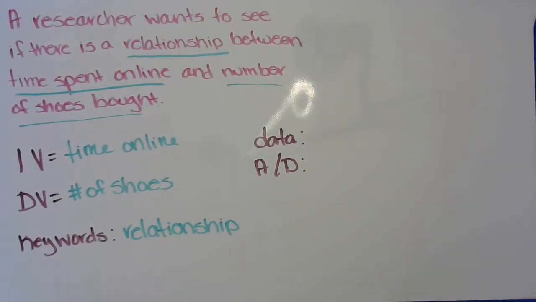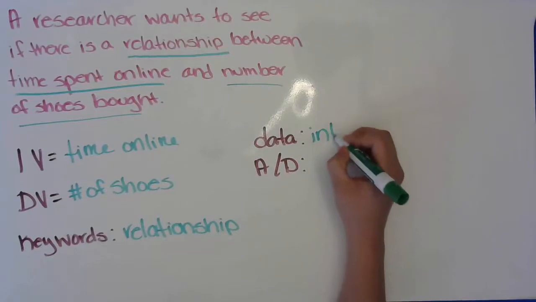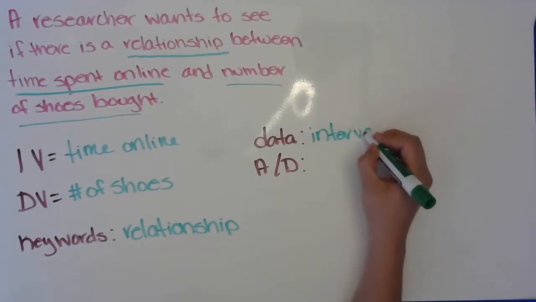Okay, now that we have all of that together, what kind of data are we dealing with? Are we dealing with nominal? Are we dealing with ordinal or interval? Now, since we have our dependent variable of number of shoes, that means that our data is in the form of numbers. So that is going to mean that our data is interval.